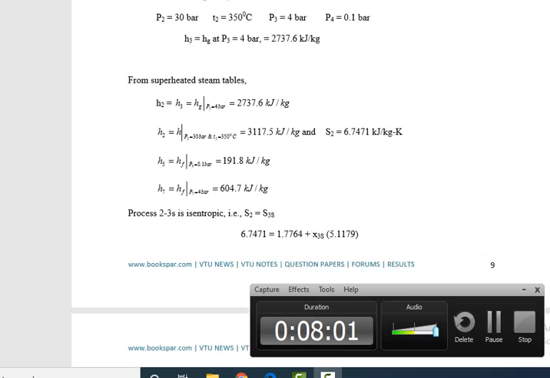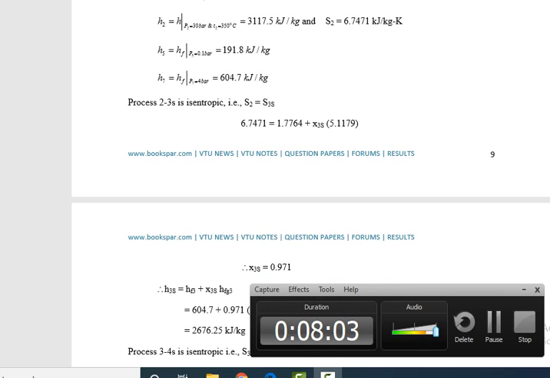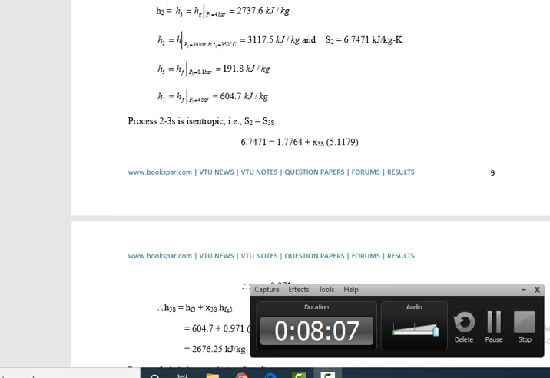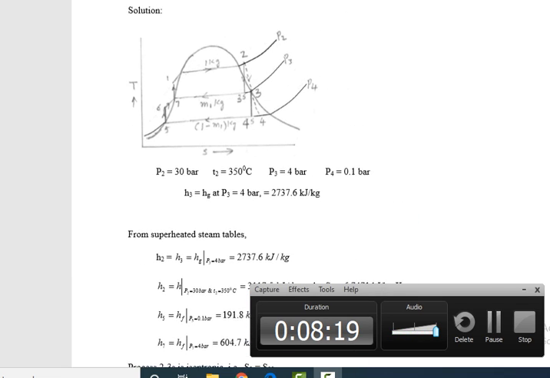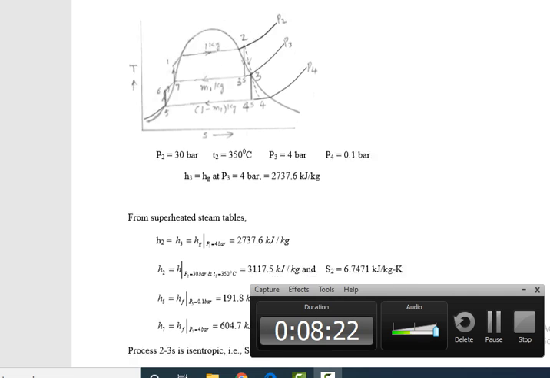Okay, and you have to find H4 and H5. At P5, 0.1 bar, it is 191.8. This is the enthalpy. And at 4 bar it is 604.7 kJ per kg. That is from the S7 part.